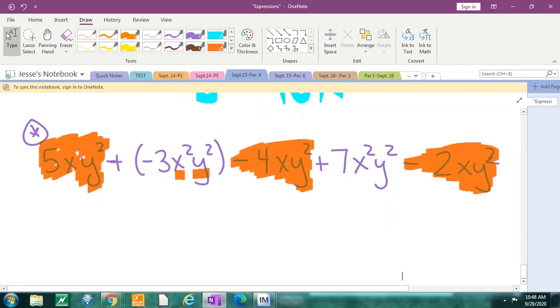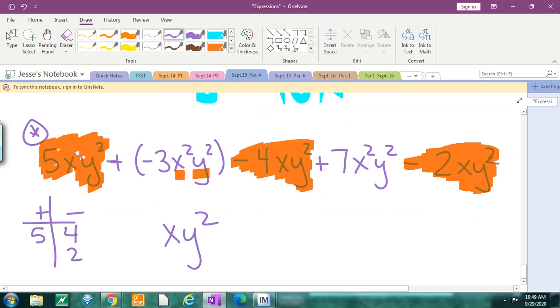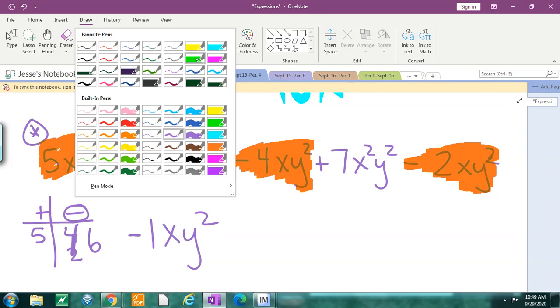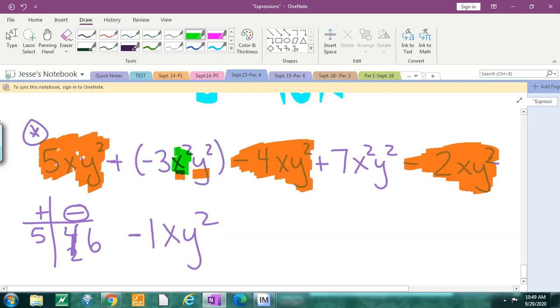So let's go ahead and do the t-chart. So we got 5, -4, and then -2. And remember, that's going to be xy squared. So here, I could add the 5 and the -4 and the -2 to get -1. So what's my answer? Negative what? -1, right? Do I need the 1? No. Sometimes they won't put it. And that's it.